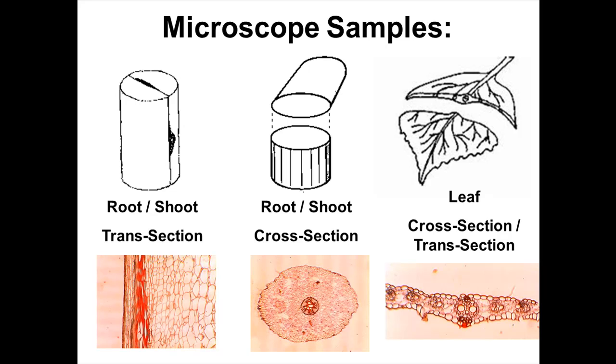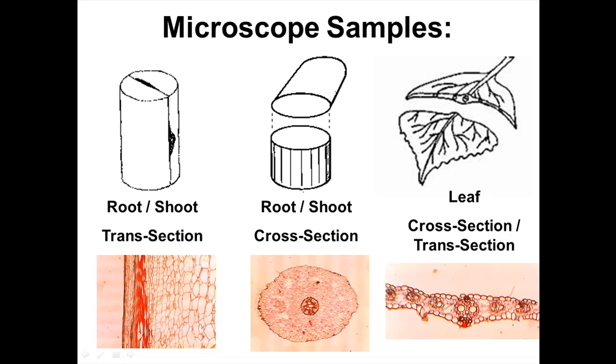So just talking about what a transverse section is. In a root or a shoot, a transverse section would be like this, usually cut down the side of the cylinder. A cross section is like cutting the end of a pipe off, and then looking at the circle at the face that you've just cut through.